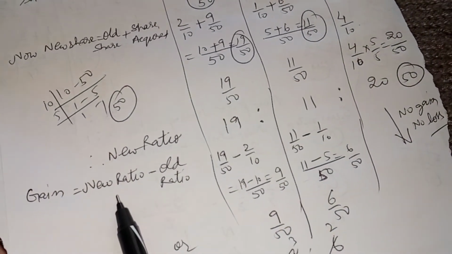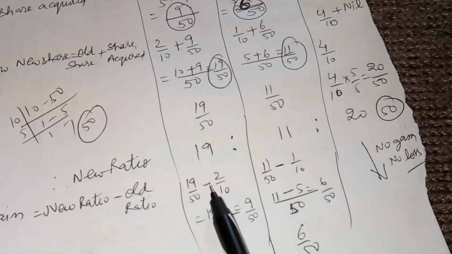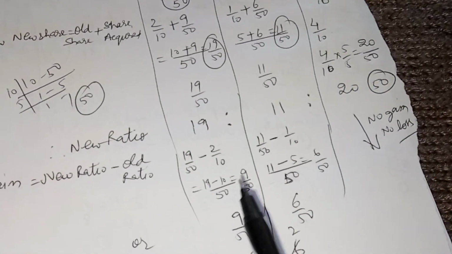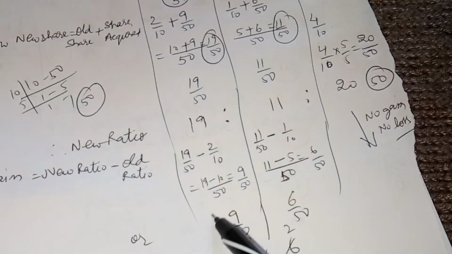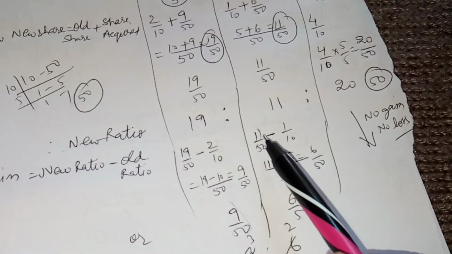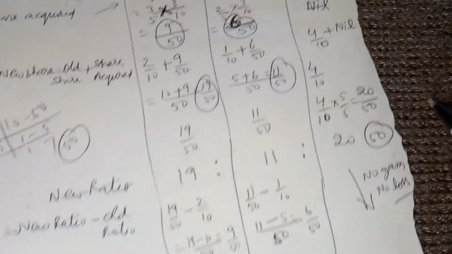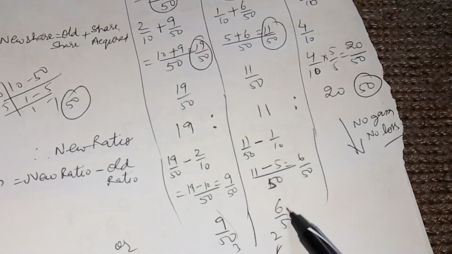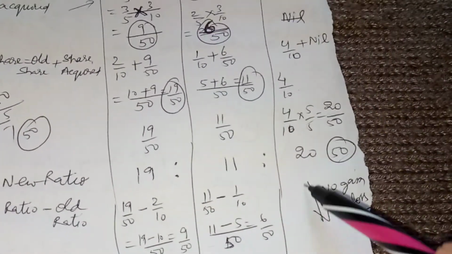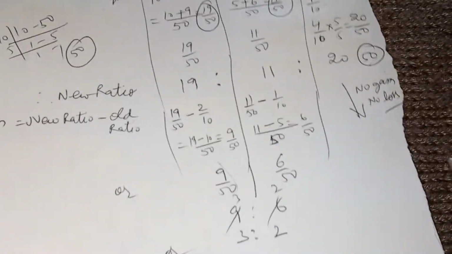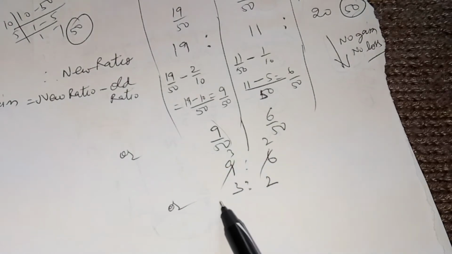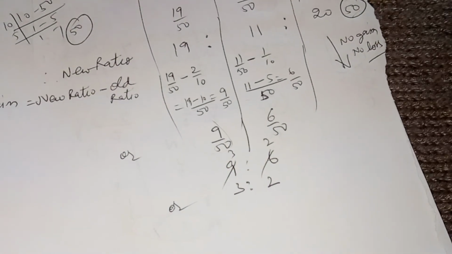Now the gain ratio we have to calculate. Gain ratio is new ratio minus old ratio. New ratio is 19 by 50 minus old share is 2 by 10, so it comes out to be 9 by 50. And similarly 11 by 50 minus old ratio 1 by 10 comes out to be 6 by 50. And here no gain as he did not acquire anything. So in both cases the gaining ratio will be 3:2.